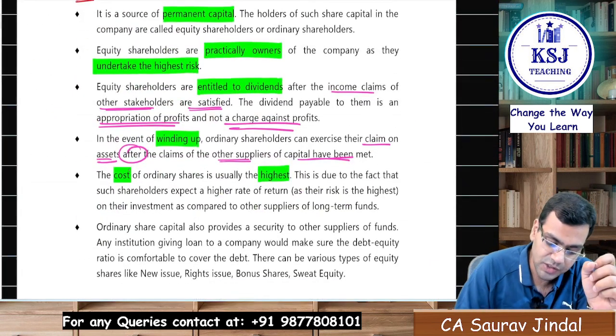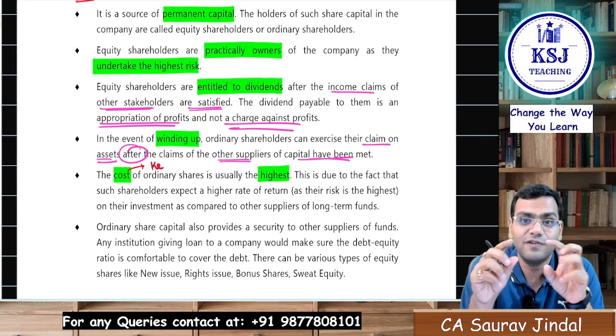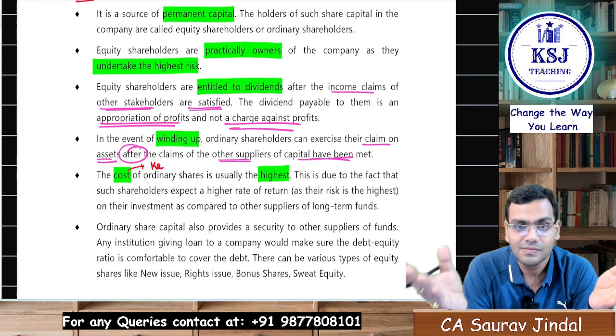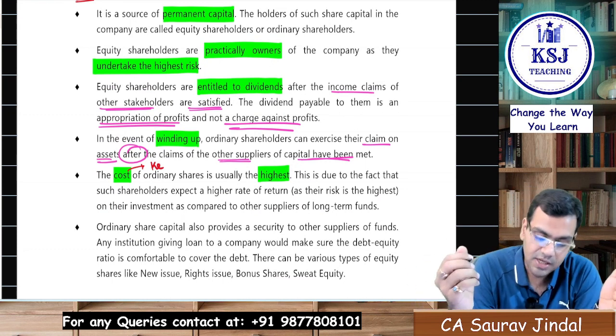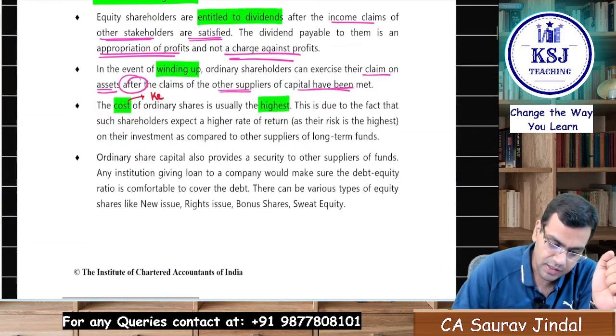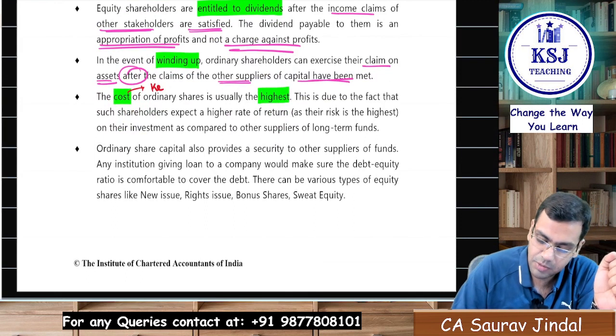So this cost is defined by what? We have already studied the KE, cost of equity shares, right? That is the highest because they are carrying the highest risk. So ordinary shareholder capital also provides a security to the other suppliers of funds.